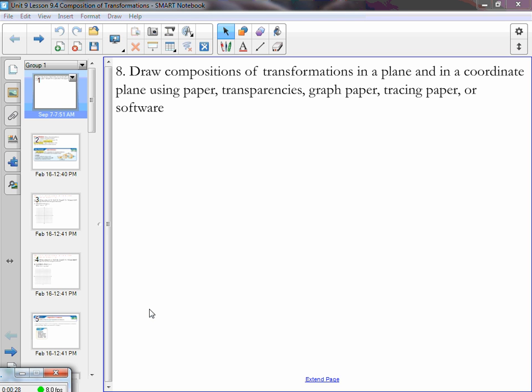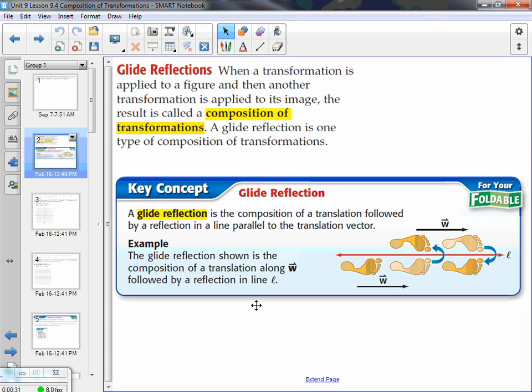If we look on page 641, the first type of composition of transformation we're going to talk about is called a glide reflection. It says when a transformation is applied to a figure and then another transformation is applied to its image, the result is called a composition of transformations. A glide reflection is a very common type of composition of transformation, and it's a lot like the name sounds. A glide reflection is the composition of a translation, that's the glide, followed by a reflection. And the line of reflection is parallel to the translation vector.